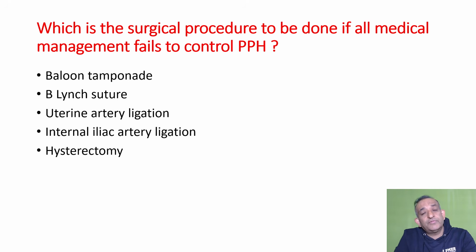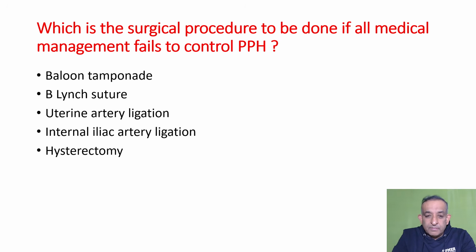If that doesn't work, we can make an incision on the abdomen, deliver the uterus outside, and put a B-Lynch hemostatic suture. And if that doesn't work, you can go for uterine artery ligation, internal iliac artery ligation, and even if that doesn't work, we do a hysterectomy. So that's the chain of events. I don't know how this question was asked, but I'm sure you would have got it correct.